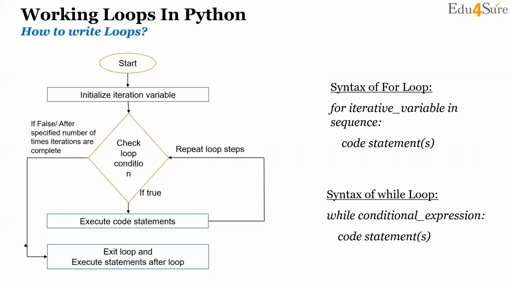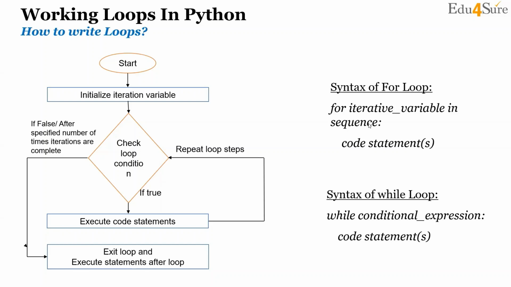These steps are repeated till the number of times specified for the number of iterations is completed or till the condition evaluates to be true. Once the condition evaluates to be false or after the specified number of iterations are completed, the loop exits and the given statements after the loop are executed.